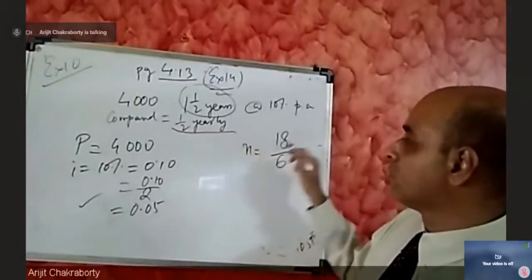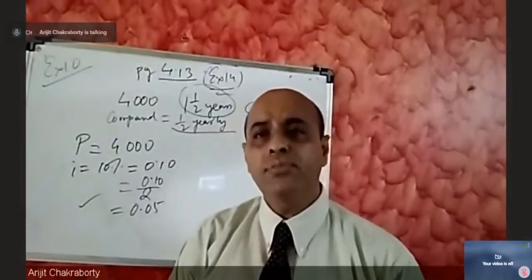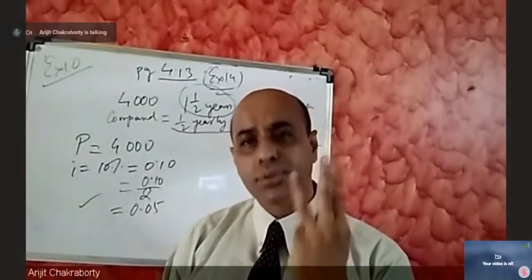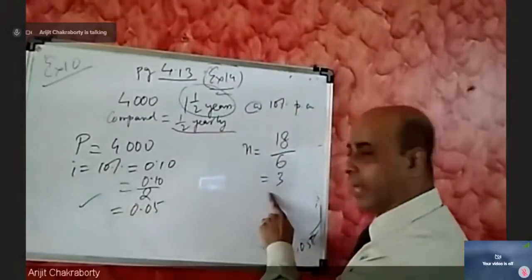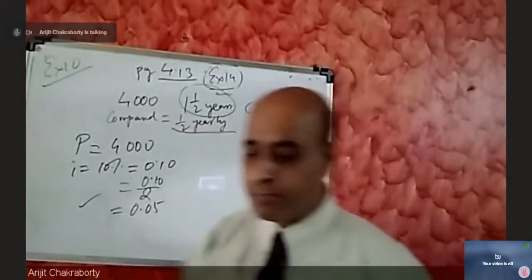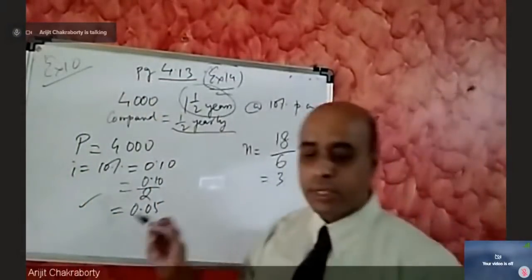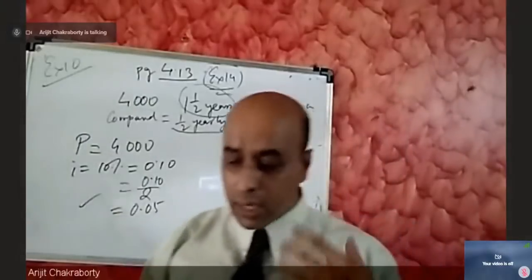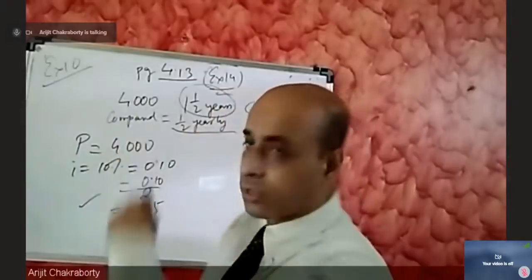So, n is equal to 18 by 6, that is 3. That means the number of conversion periods is 3. We have got I, and we have got n. Now the rest is very simple. We just put it into the formula. So the question was how much we shall be earning as interest on 4,000 rupees.